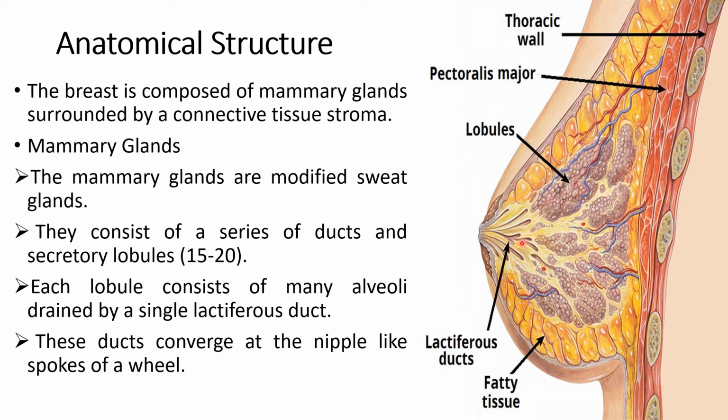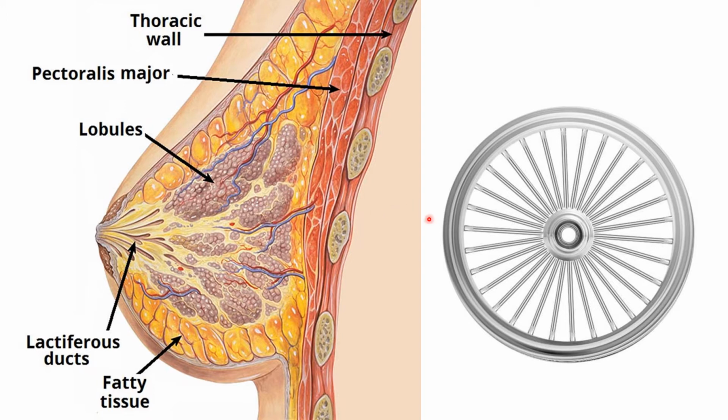Several lactiferous ducts from different lobules converge at the nipple like the spokes of a wheel. You can see here, these are the spokes of a wheel. Suppose this is the center of the wheel, and the spokes converge at the center of the wheel. So similarly, the lactiferous ducts draining from different lobules converge at the nipple like the spokes of a wheel.